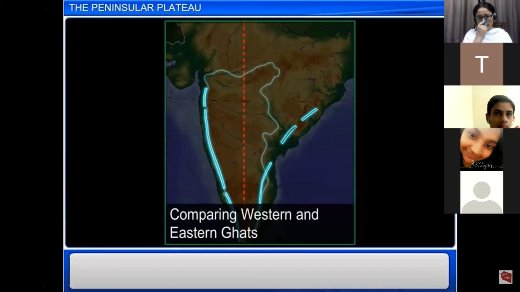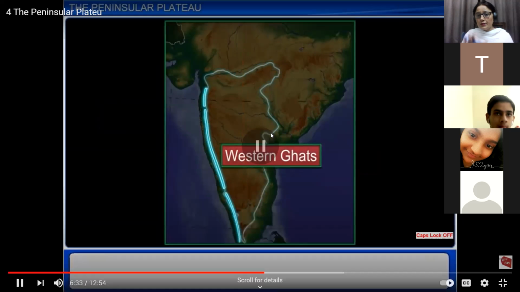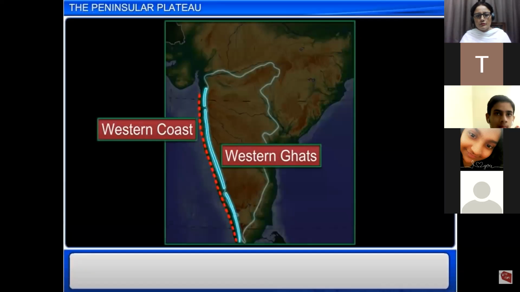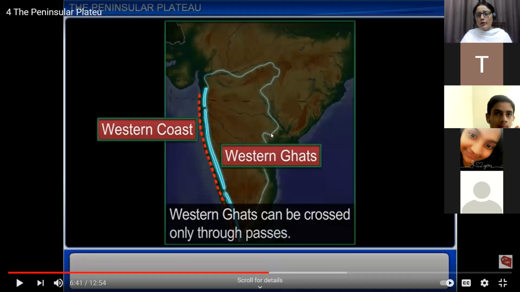If you compare the ranges on both the sides of the Deccan Plateau, you will see a number of interesting differences. This distance difference can be asked in your exam, in your test. Difference between western and eastern Ghats. So be ready. The Western Ghats lie parallel to the western coast. They are continuous and can be crossed through passes only. Very important point here. Western Ghats are continuous.